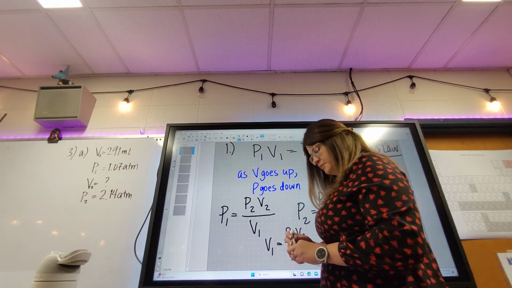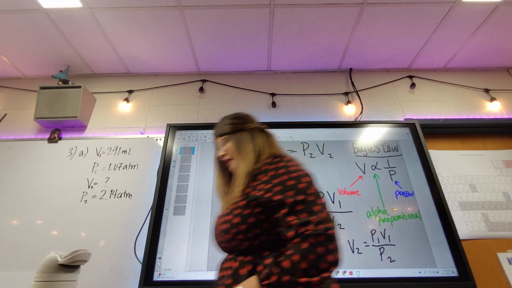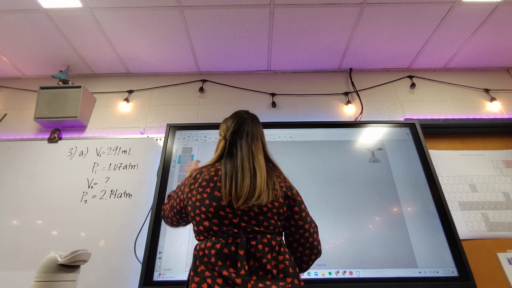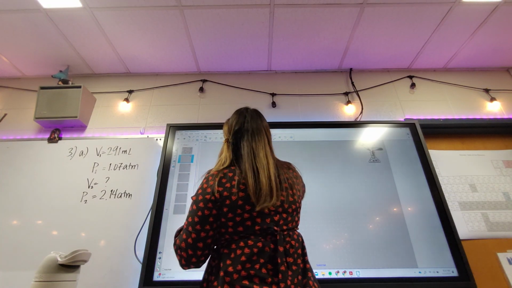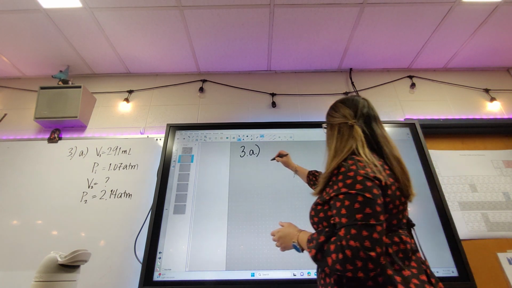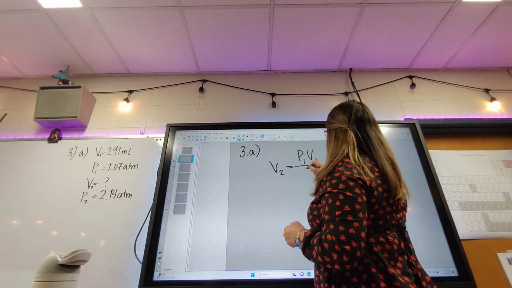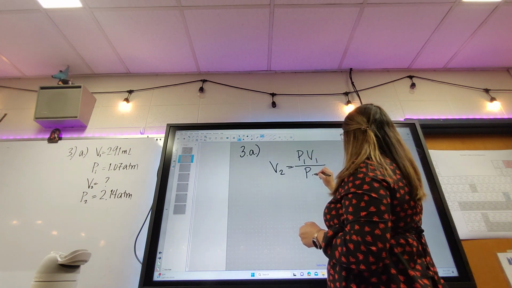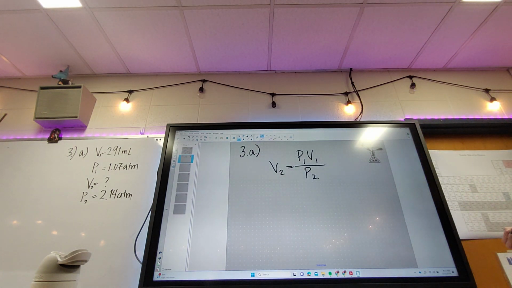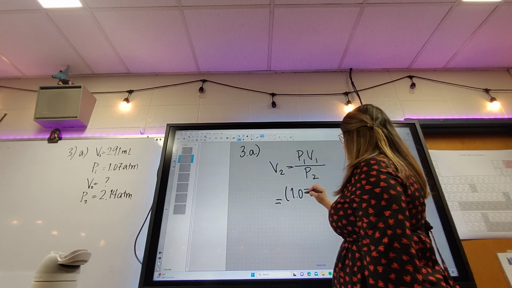Okay, so now I've got my data table. What do I need to have next? I need to have a formula. And so my formula should be, if I'm looking for V2, the one that's solving for V2. And now I can put my numbers in, and it really is that simple.